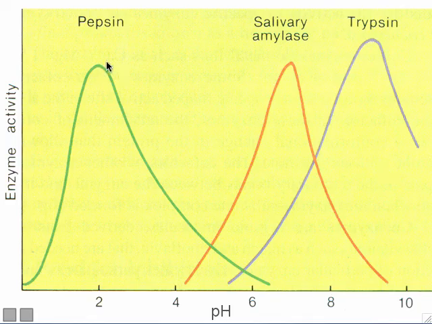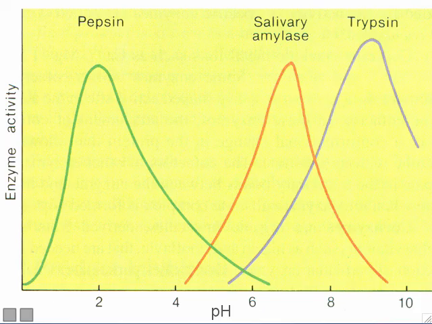So even though pepsin enzyme and trypsin enzyme have different pH optimums than salivary amylase enzyme, the idea of what I told you before still holds true. For pepsin enzyme, if you put it at a lower pH than its optimum pH or a higher pH than its optimum pH, it has lower activity because you're denaturing the enzyme. And also for trypsin, same thing. If you put it at a pH that's higher than its optimum pH or lower than its optimum pH, you're going to get a lower level of activity for the enzyme because you're denaturing it.